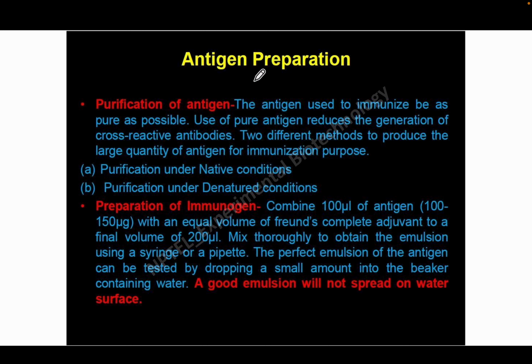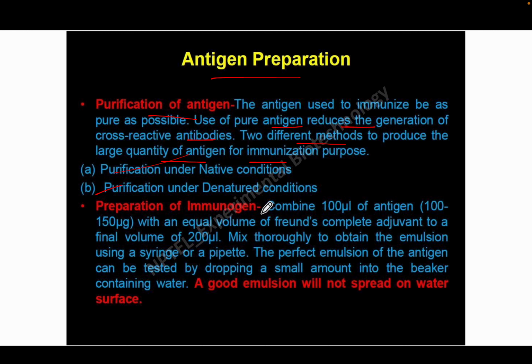Now antigen preparation. Purification of antigen. The antigen used to immunize should be as pure as possible. Use of pure antigen reduces the generation of cross-reactive antibodies. There are two different methods you can use to produce a large quantity of antigen for immunization purpose. One is purification under native condition and another one is purification under denatured condition.